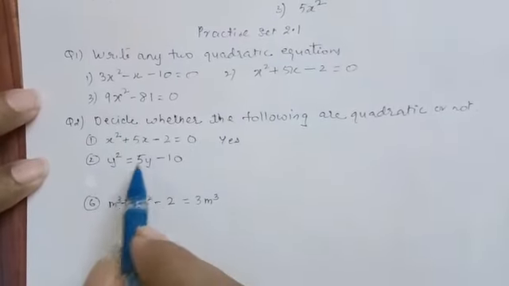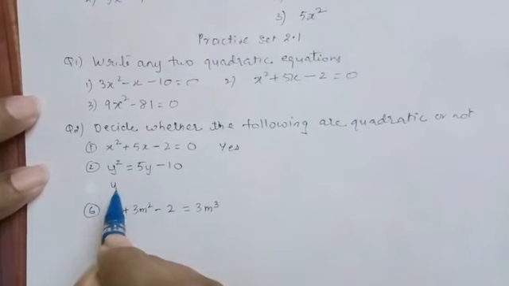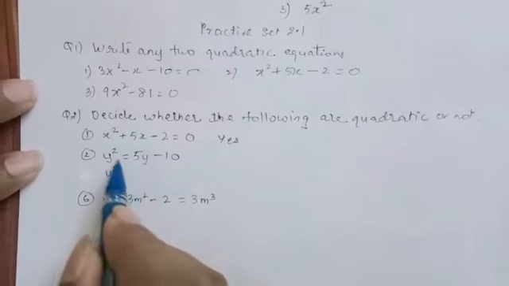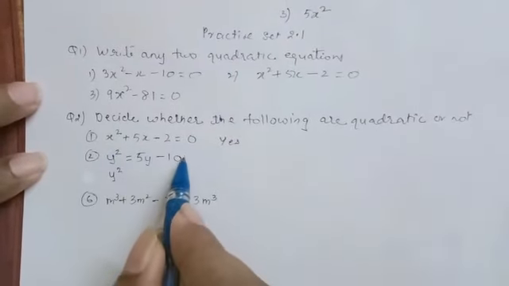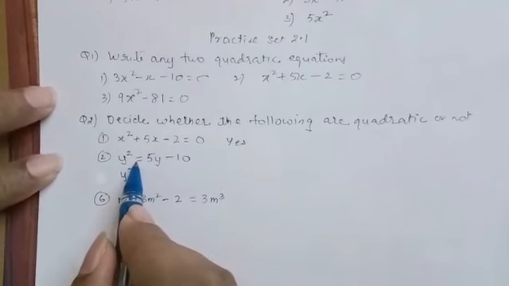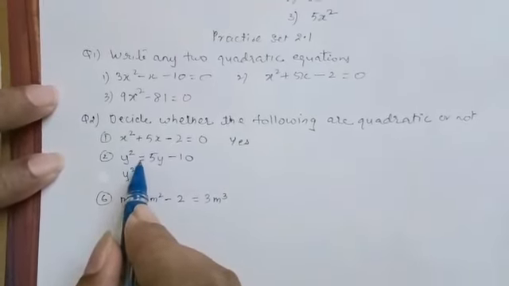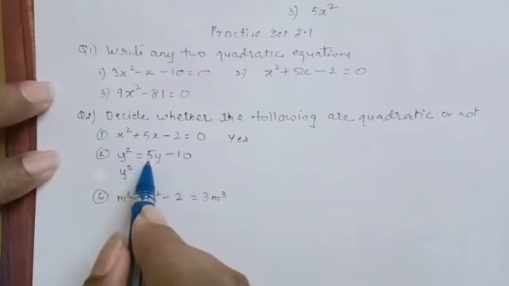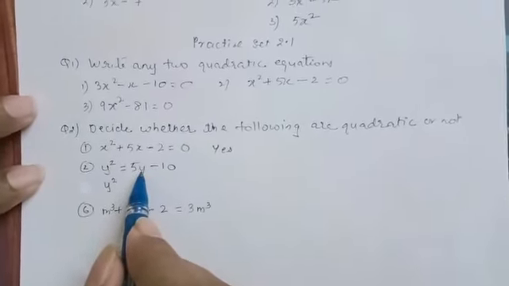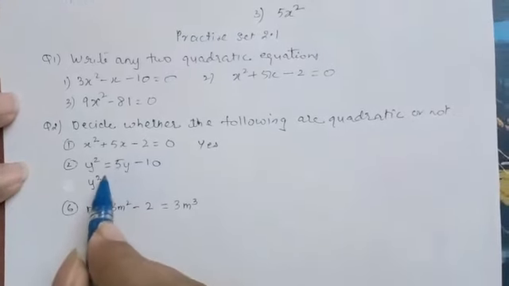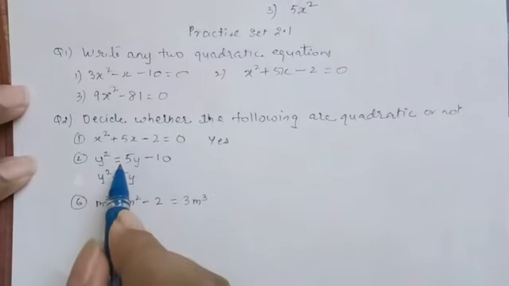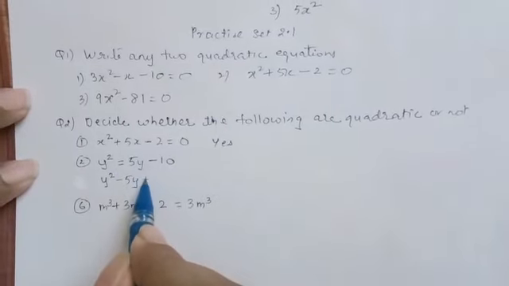Actually no need, but also if I rearrange it, y square equals 5y, take this 5y to the left hand side. This is the left hand side and this is the right hand side, which we can differentiate by the equal to sign. The term on the left of the equal to sign is the left hand side, and the term on the right of the equal to sign is the right hand side. If I take 5y to the left hand side, plus 5y becomes minus 5y, and the same way minus 10, if we take it to the left hand side, will become plus 10.